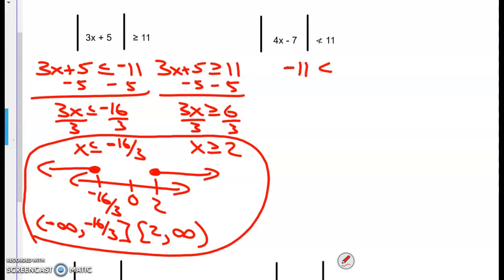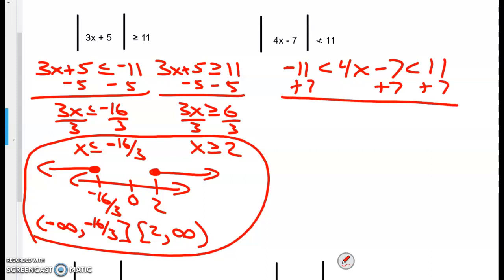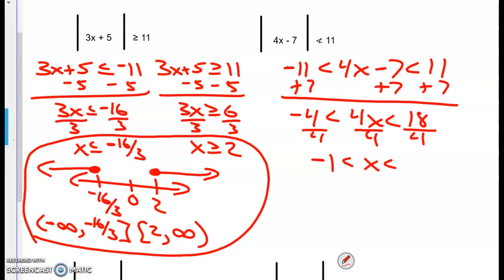We have to write it as the combined statement. We're adding 7 to all three sides. Negative 4 is less than 4x is less than 18. We're dividing everything by 4. So my algebraic answer is negative 1 is less than x, less than 9 over 2.